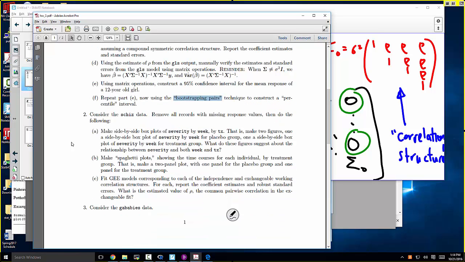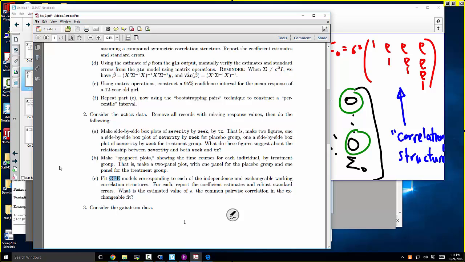Another data set is on schizophrenia, and we have a response that is severity of symptoms. Time is measured by week. We also have a treatment variable. So again, make some plots, including spaghetti plots, and then fit another kind of correlated data regression model.